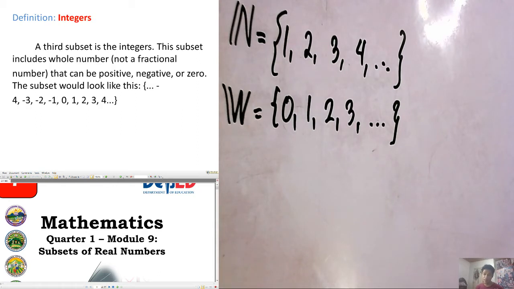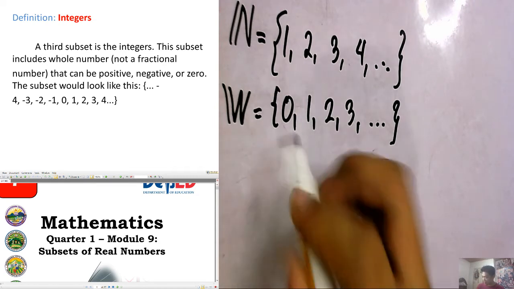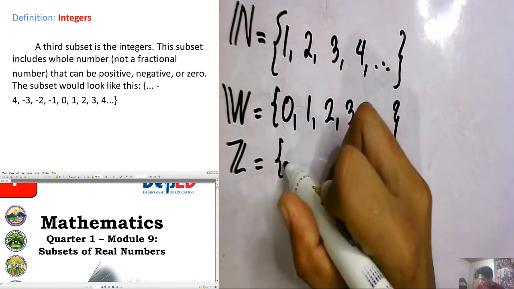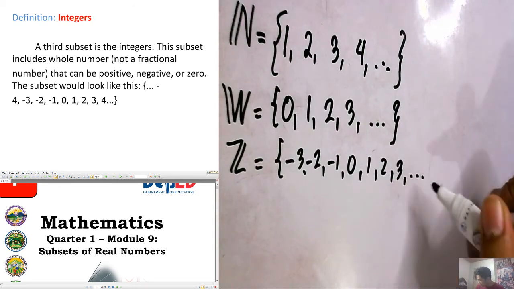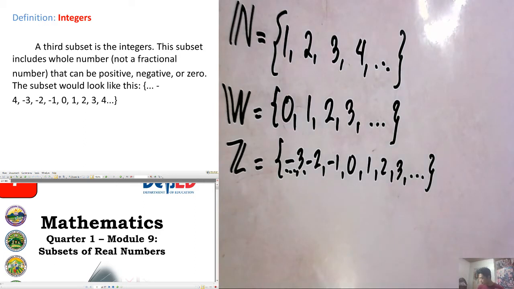Next, the integers. So the third subset is the integers. This subset includes whole numbers, not fractional numbers, that can be positive, negative, or 0. The subset would look like this. So integers may either be the positive numbers and their opposites, the negative ones, and it includes 0. But take note, these are not fractions, negative or positive, but instead negative whole numbers, positive whole numbers, and 0. The symbol for integers is like this. So we have negative 3, negative 2, negative 1, 0, 1, 2, 3. Then do not forget the and so on and so forth. So we have now the set of elements of the integers.